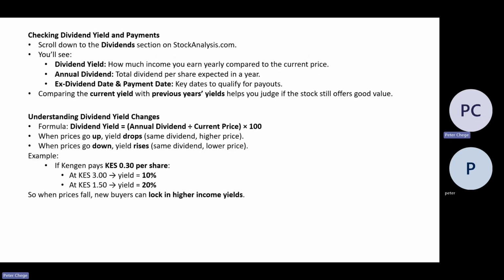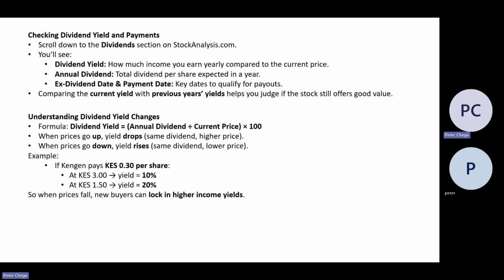Then, checking dividend yield and payments. So you go to the tab for dividend. Here you can see the dividend yield, how much income you earn yearly compared to the current price. And then whether it is annual or semi-annual, just to know how frequently you'll be getting dividends. And the dividend that is listed there should be annual, so it's the total dividend for that year.